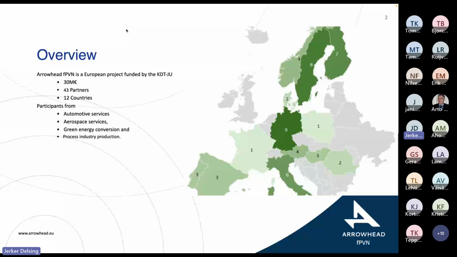we're covering 4 different application domains. One is automotive, one is aerospace, one is green energy and service, and the final one is process industry, production, paper and pulp, and so on, which is, for example, very important in Finland, with Stora Enso as one of the large end users involved here.